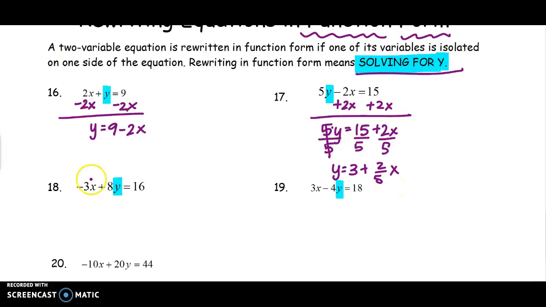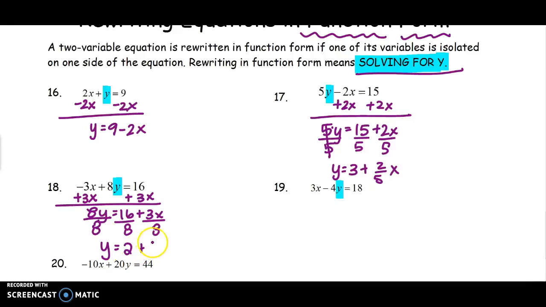In problem number 18, again, first step, move your x. So we have negative 3x, so we would have to add 3x. So you have 8y is equal to 16 plus 3x. To get y alone, you now have to divide, and you would get y is equal to 2 plus 3/8 x.